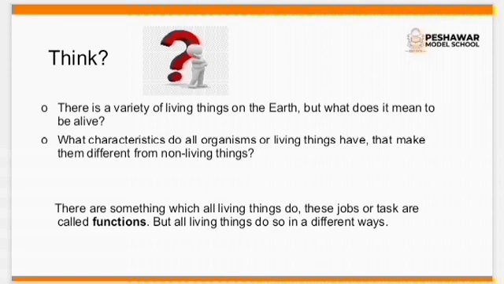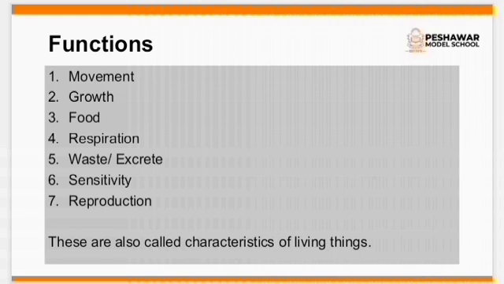There are some things which all living things do. These jobs or tasks are called functions, but all living things do so in a different way. This is the important point. There are basically 7 functions which all living things perform.